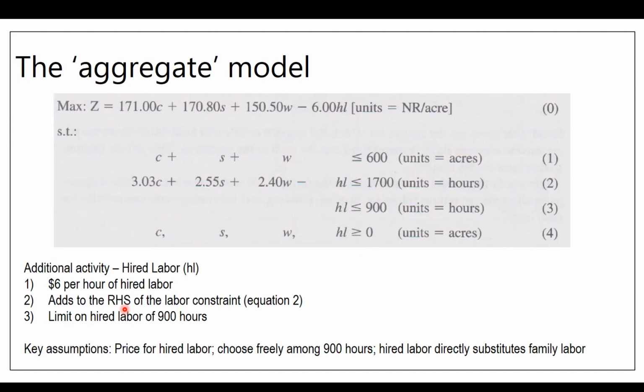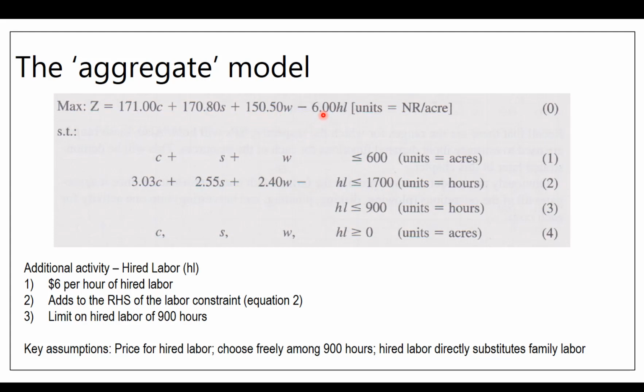Okay, and you'll see how it's handled here. Just as we'd expect, C, S, and W are the choice variables. Z is the objective, and here is the net revenue. So you take the price times yield, subtract off the dollar costs that we had, and these are the objective coefficients for the three cropping activities.